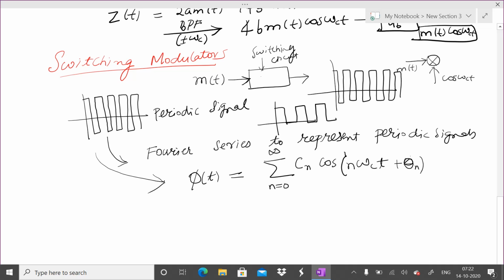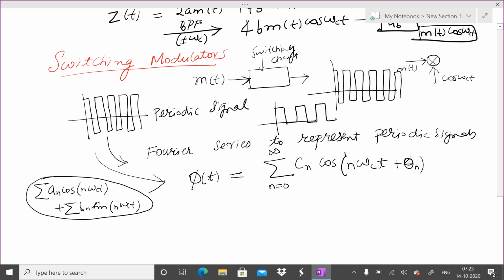See, you might have seen a Fourier representation like this, summation of an cos of n omega ct plus summation of bn sine of n omega ct. Okay, so that is one way. This is another way to write Fourier series. So this one you might be knowing, you must have done it.